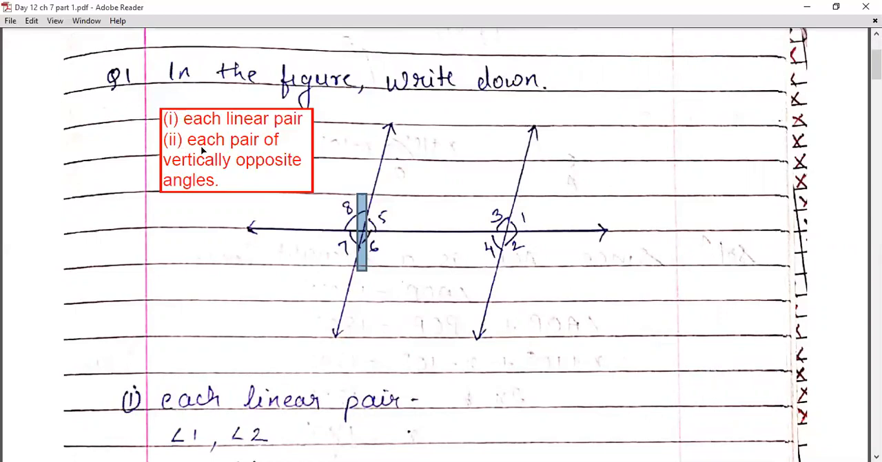Second subpart says, find each pair of vertically opposite angles. So vertically opposite angles are when two lines intersect each other, then two vertically opposite angles are formed which are equal. So here at this point, angle 1 and 4 are vertically opposite angles, angle 2 and 3 are vertically opposite angles. Taking the second point of intersection, angle 5 and angle 7 form a pair of vertically opposite angles. Angle 6 and 8 also form a pair of vertically opposite angles.